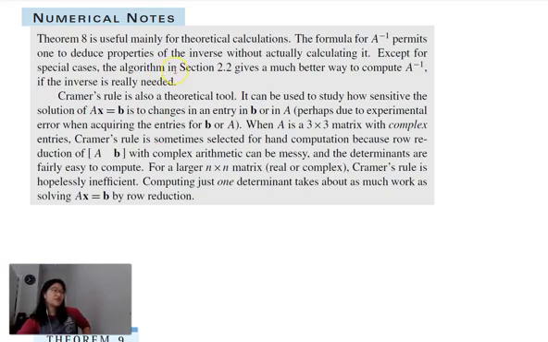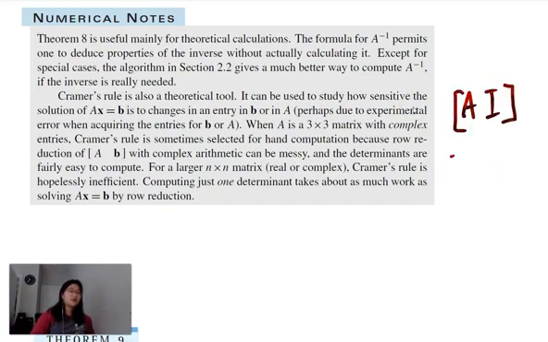Speaking about flops, so this theorem, which is our different way of finding our inverse, is very useful for theoretical calculations. So it lets you figure out properties without actually figuring out what the inverse is. But augmenting A with I and row reducing to get I and A inverse is a better way to actually find the inverse if you're actually looking for the inverse.